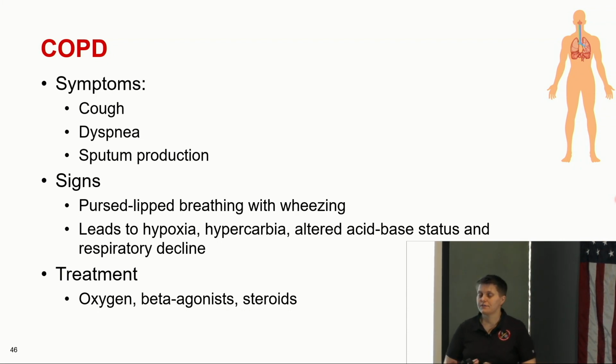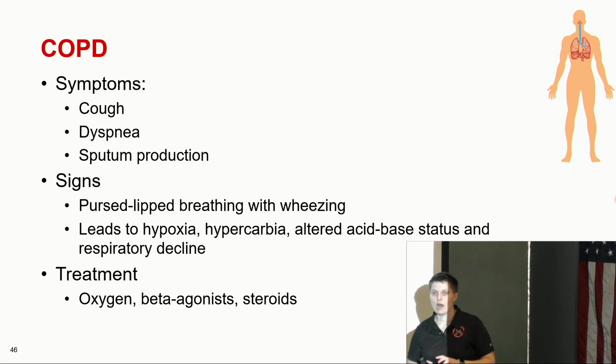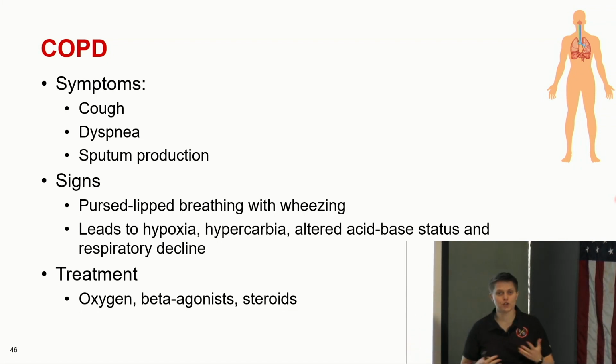And the vital sign abnormalities that you may see in a patient with COPD are hypoxia, hypercarbia, changes in their acid-base status, and respiratory decline, so acute on chronic respiratory failure. And they're treated with oxygen, beta agonists, so albuterol, and steroids.